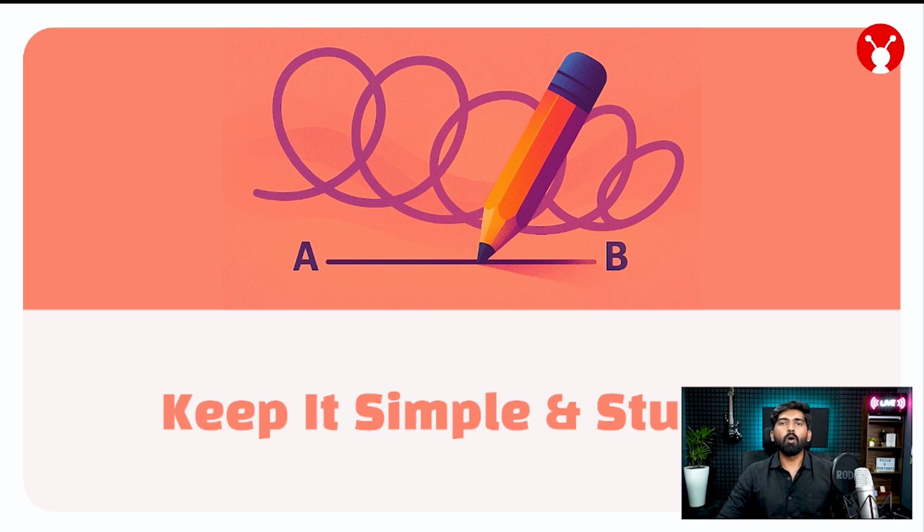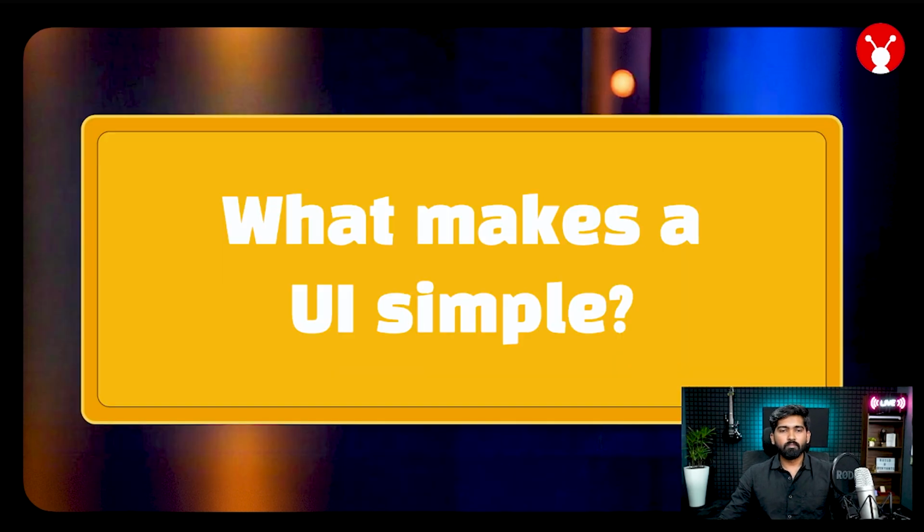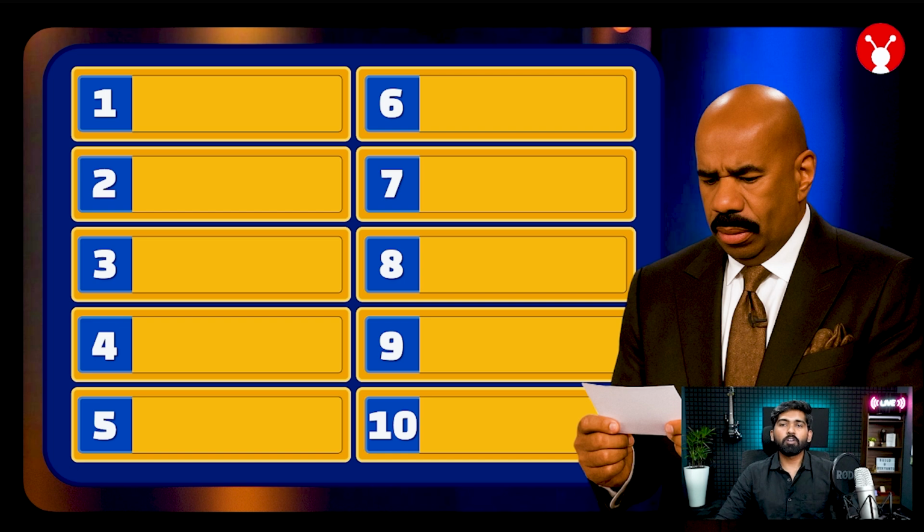So, let's break down how to design with simplicity in mind. Let's play a small game here. I have laid out this slide in what I call the Family Feud game format. It's a fun thing which I use sometimes. Take a moment, maybe even pause the video and try to guess. What makes a UI simple? There are 10 core components that make a UI feel simple and delightful. Just take a guess. I'll wait. And add your answers in the comments below.